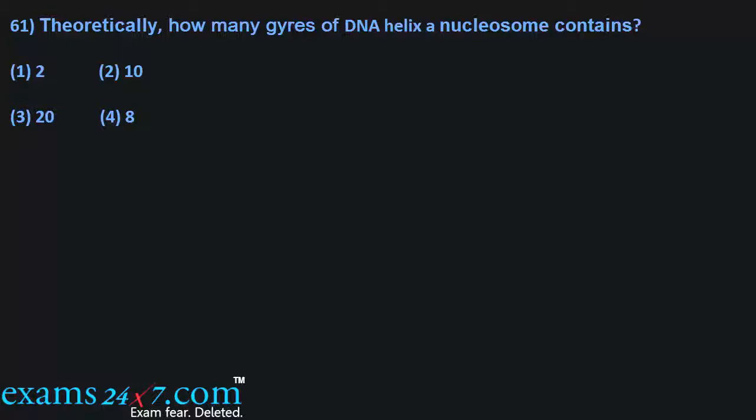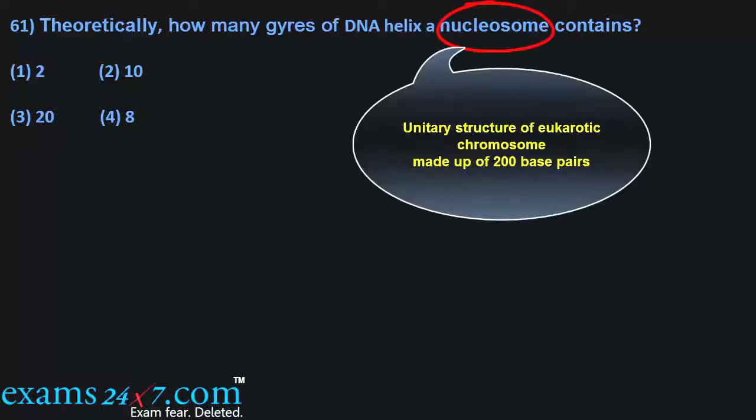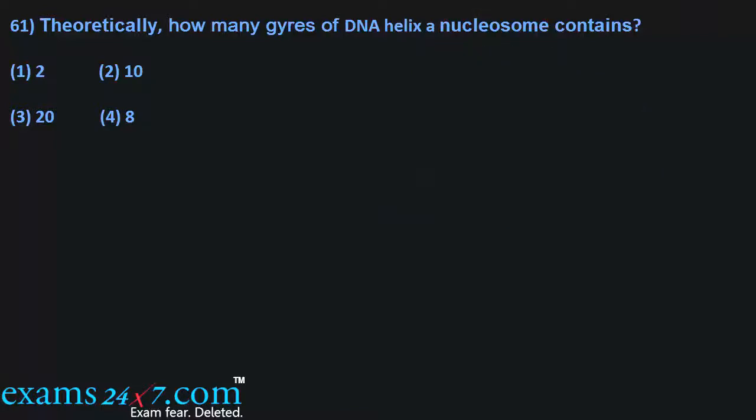A good simple question. Already we know nucleosome is a unitary structure of eukaryotic chromosome made up of 200 base pairs with histone octamer. 200 base pair, and each gyre means 1 complete rotation which has 10 base pairs. So 200 divided by 10, that means we are going to find 20 gyres. So answer is 20, that is option 3. Now we move on to the next question.